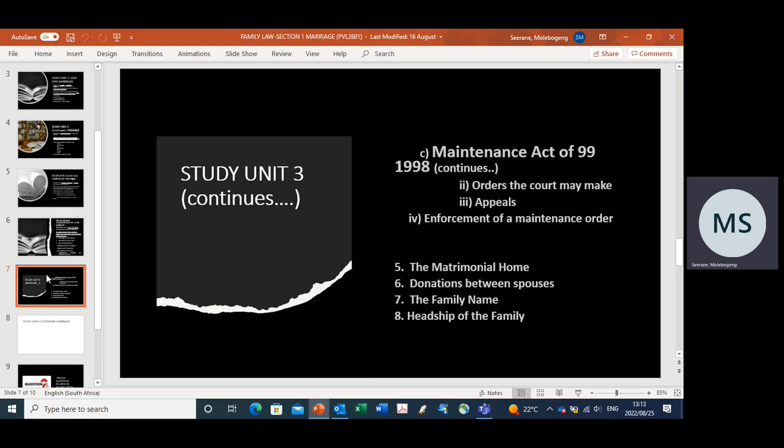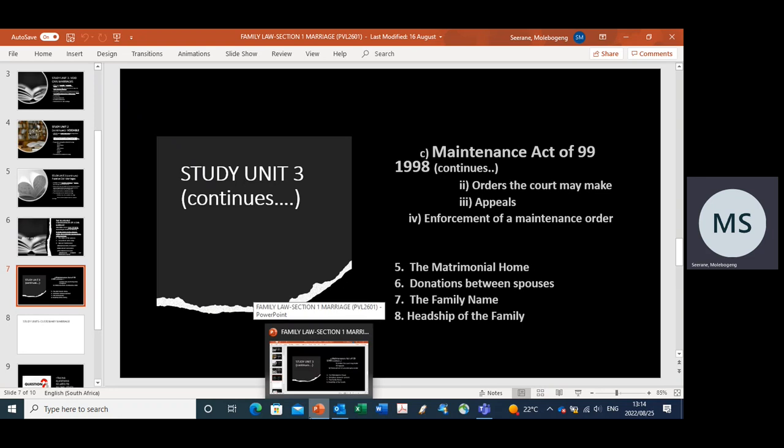So even in the matrimonial home, it states that both spouses must have the right to occupy the home, meaning the one spouse cannot evict or chase the other spouse out of the matrimonial home. And as for the use of household assets, one cannot deny the other spouse the right to use the household assets. So that is also found in your textbook, on page 57.